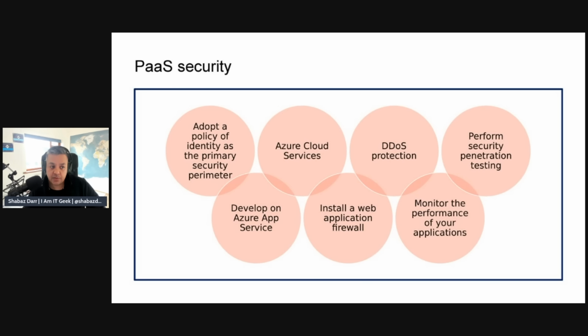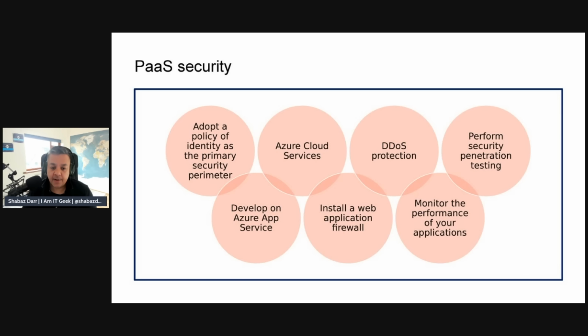So let's now talk a little bit about PaaS security, and then we will move on into the demo. Let's talk about adopting policies of identity as the primary security perimeter first. One of the 5 essential characteristics of cloud computing is broad network access, which makes network-centric thinking less relevant, really. The goal of much of cloud computing is to allow users to access resources regardless of location. And for most users, their location is going to be somewhere on the internet, essentially.